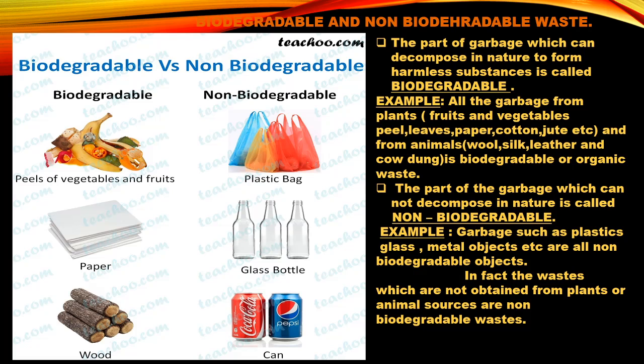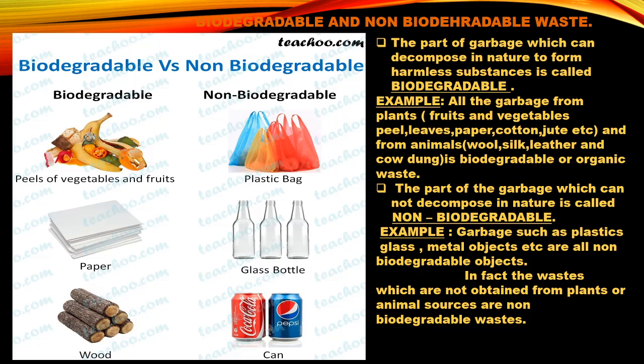So what are the examples? That is all the plant leftover part, that is plant fruit, vegetables, peels, leaves, paper, cotton, jute, whatever. And from the animals like wool, silk, leather, cow dung, these are all biodegradable or organic waste. So by the name itself you can understand biodegradable, that means the substances which can be degraded naturally.